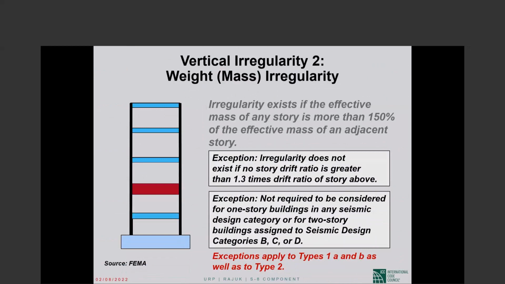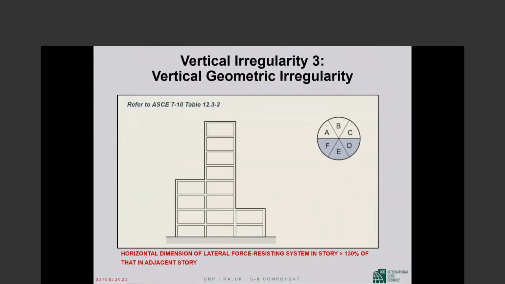This is PIMA's rendition of mass irregularity type 2. This exists if the effective mass of any story is more than 150% of the effective mass of an adjacent story. I think I can skip it. This is just another representation of what we went over already. PIMA comes up with pretty good graphics and simple language. This is why I included it.